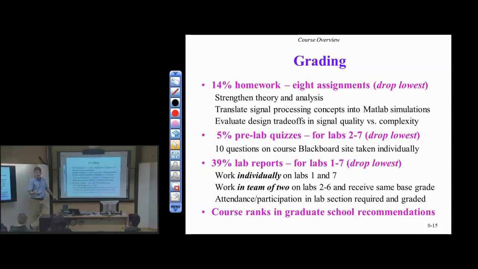I won't include the letter grade. The evaluation committee can get that from your transcript, but I will include the course rank. That's information they can't get from the transcript, and it's quite meaningful to the admissions committee. So just keep that in mind.